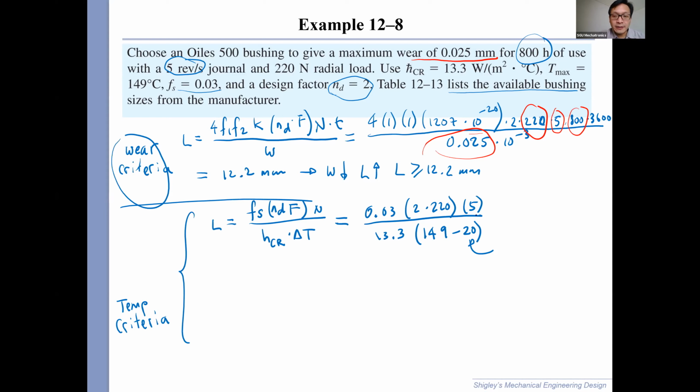So this criteria will give you the critical length, 38.4 millimeters. HCR is the heat transfer, because this is talking about the temperature increase of the bushing as it's being used. Okay. Same question. Do I want my length to be less than 38.4 or greater than 38.4? Anybody wants to answer?